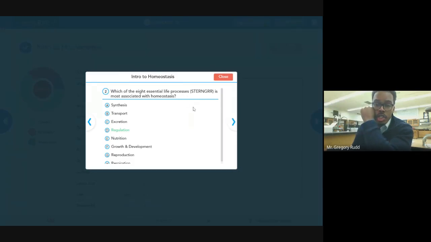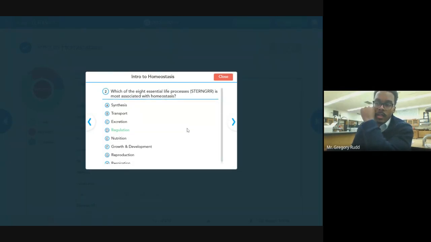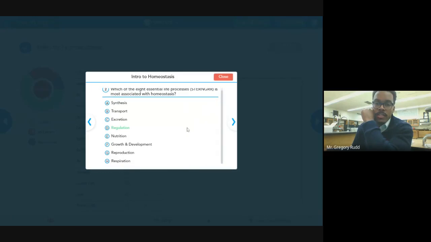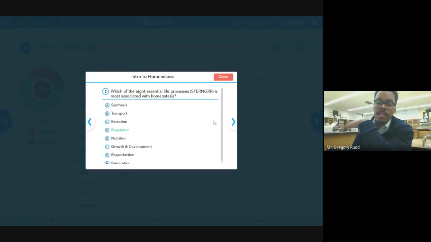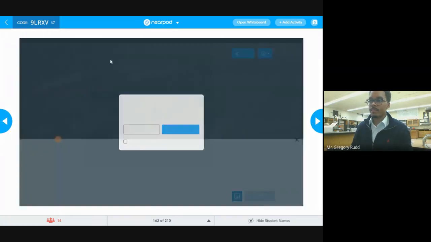The second question asked you, which of the eight essential life processes, which we use the acronym STRGR to describe, is most associated with homeostasis? That first R, regulation, is the answer there. Regulation, of course, means to maintain something, to have control over it, to limit how much it can change. So this is describing a balance, to maintain an internal balance. We've been talking about that since unit zero. But good job to those of you who got it right, and thank you to those of you who didn't get it right for answering.